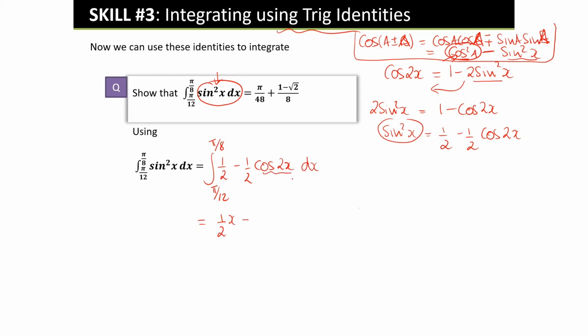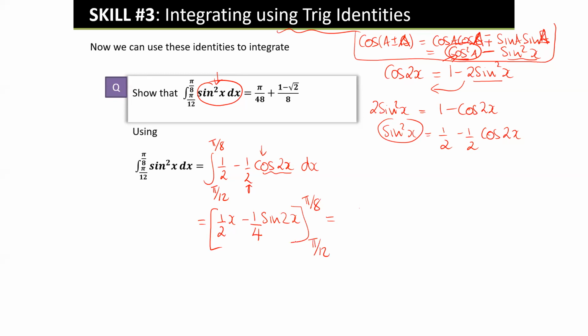Now when we're integrating cos 2x, cos is the outside function. That's going to integrate to sine 2x. But we have to integrate with respect to the 2, or we have to compensate for what will come from the chain rule, which will be a 2. So we need to put another 2 underneath. This half's just going to join in. We're going to get a quarter sine 2x. We've already integrated, so you need to have your square brackets, pi by 12 to pi by 8.